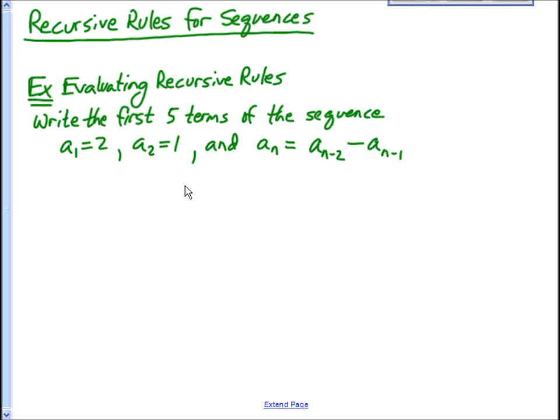Back to your favorite intermediate algebra course. We're going to talk today about recursive rules for sequences. So we've been dealing with explicit rules for sequences and series this whole time. Now we're going to talk about some recursive rules.